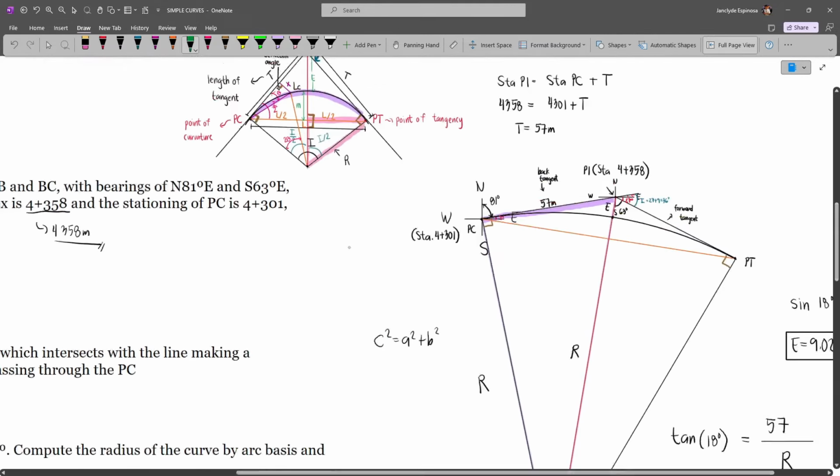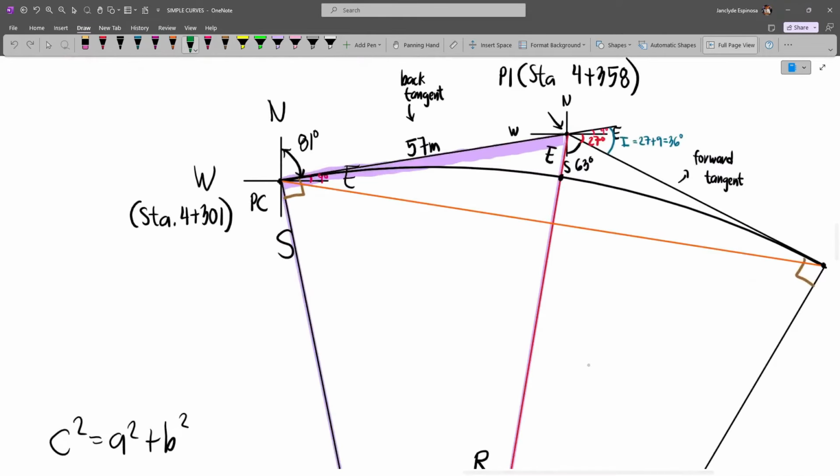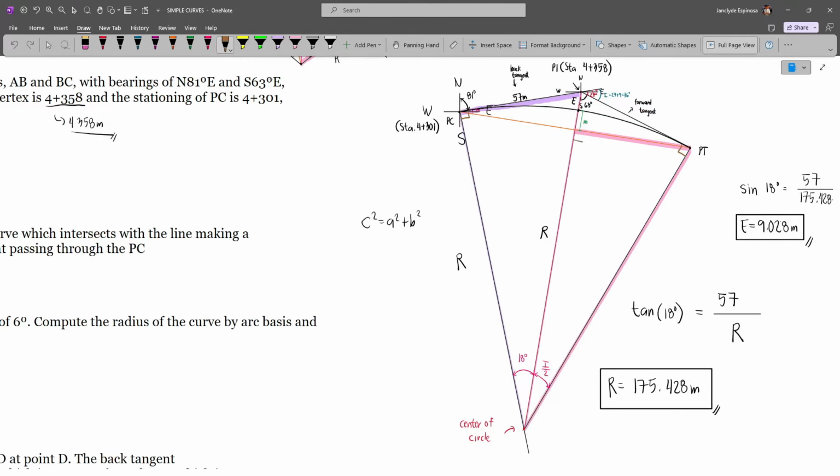Now itong middle ordinate is from this point patungo dito sa kung saan nag-intersect yung line na to saka yung chord. So our external distance is actually this distance. This is M. Now to solve M, I can actually consider this triangle. Let's color it pink. Yan. Now considering this pink triangle, this angle is actually perpendicular. And so let's first identify our sides.